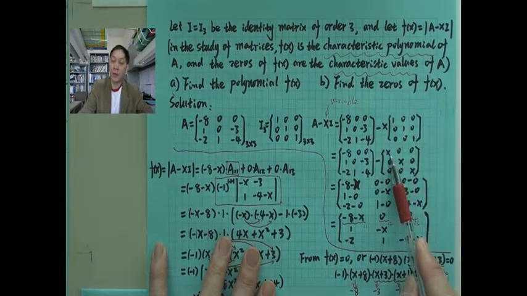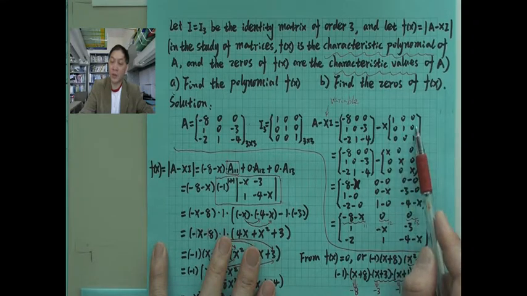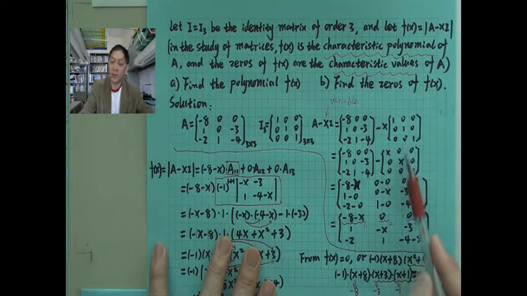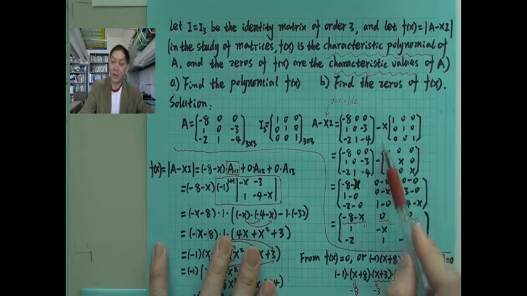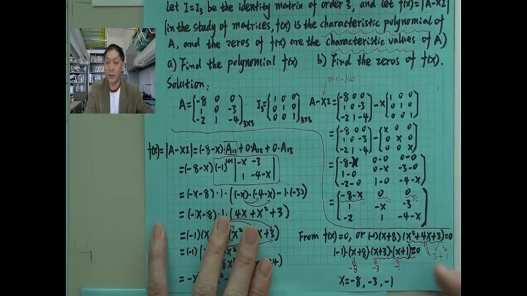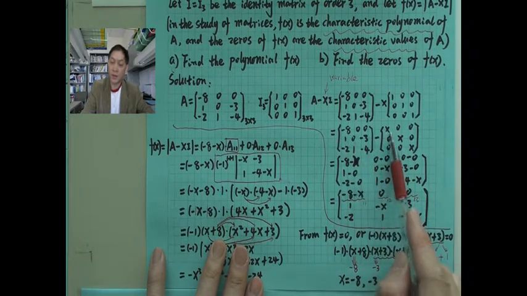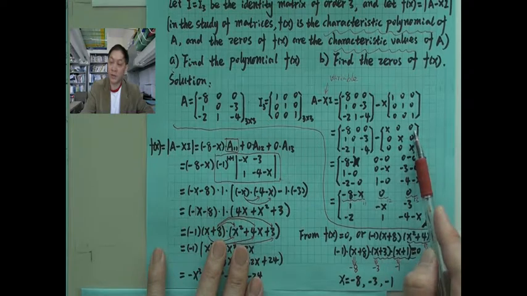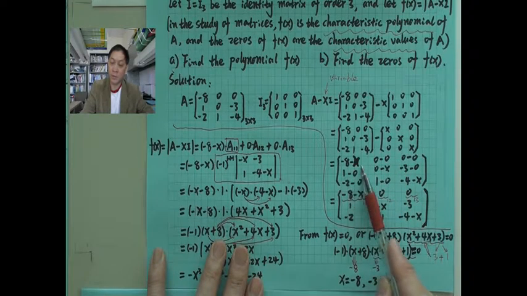X times 1 is x. X times zeros is still 0. X times those two zeros are 0, but x times 1 is x. So we keep the minus, and here is A. Now, recall how we did subtraction for two matrices. We subtract entry by entry: negative 8 minus x. 0 minus 0 is still 0. 0 minus 0 is still 0. Only the first one, negative 8 minus x.